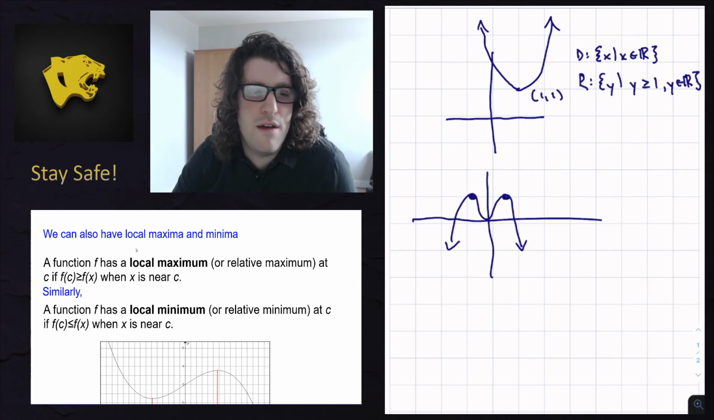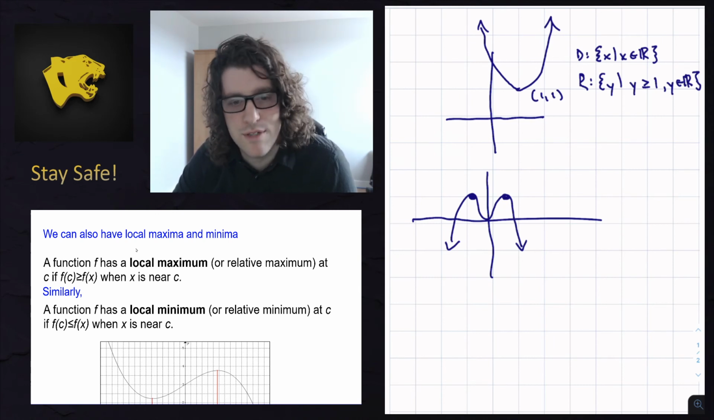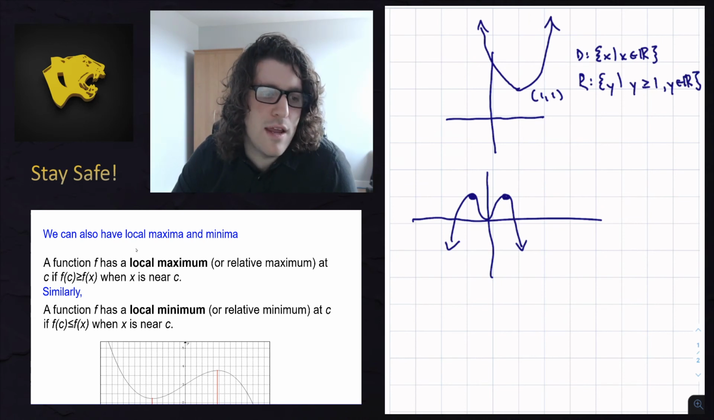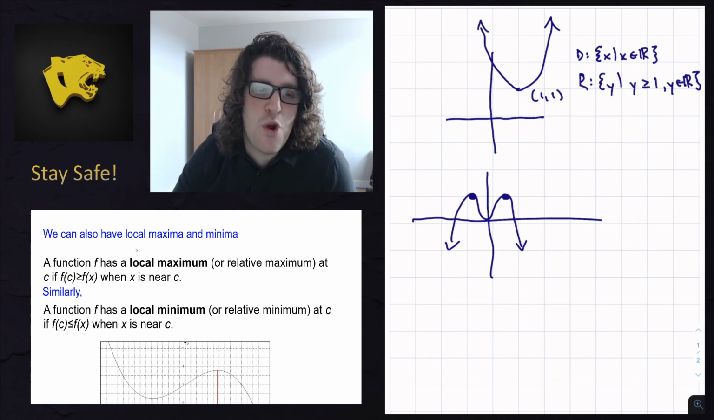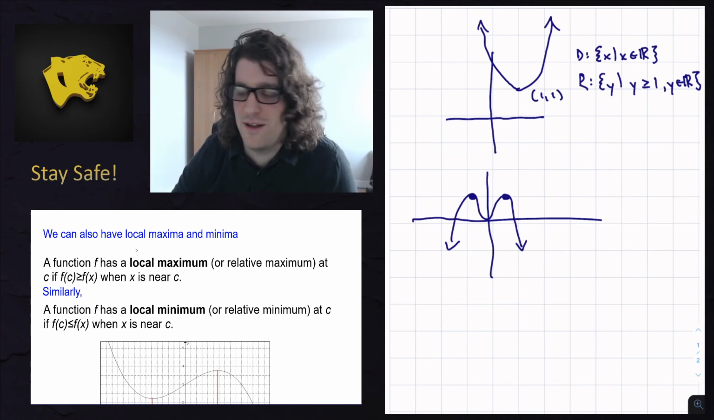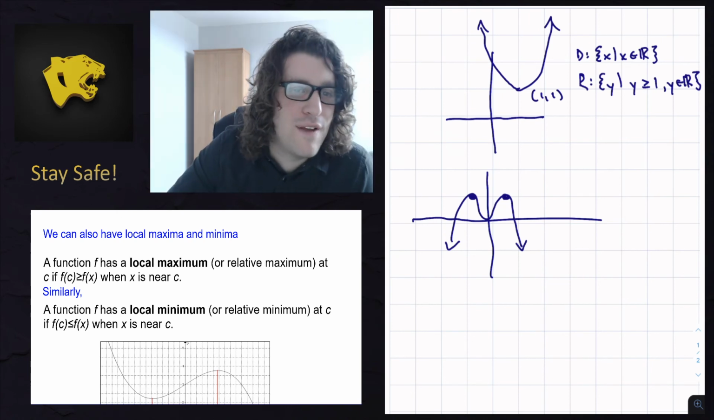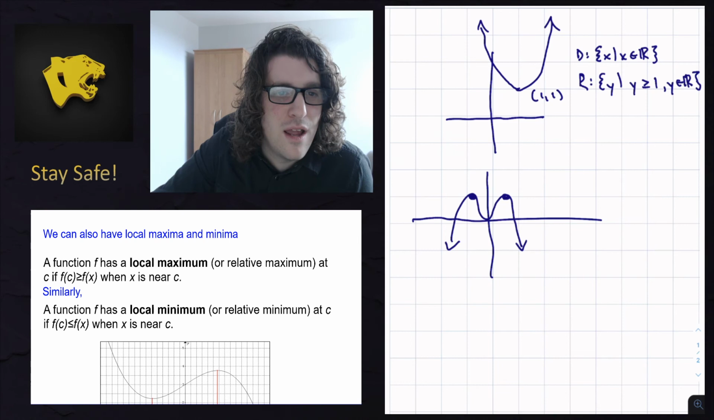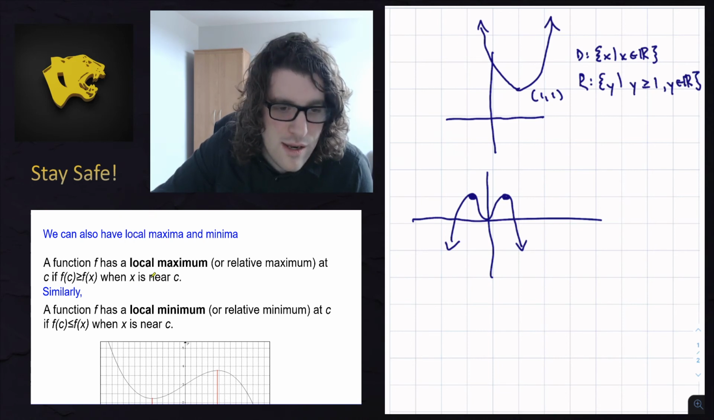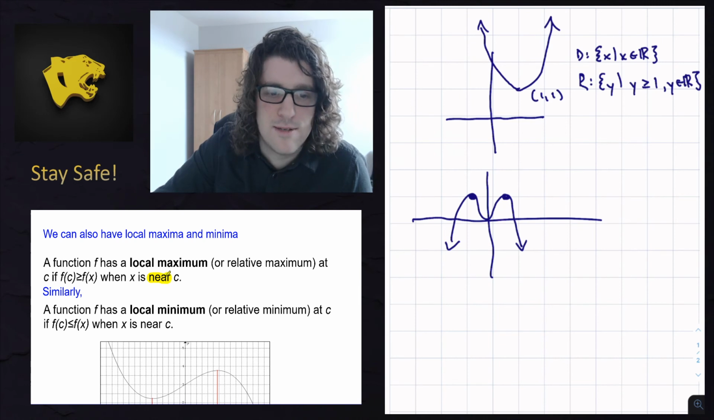So if a function f has a local maximum at c, if f of c is greater than f of x, not for every x that's a part of the domain, that's an absolute. This one says when x is near c, and that's one of my favorite, or not favorite, things to talk about when we're doing this sort of thing: trying to describe to somebody what near means.